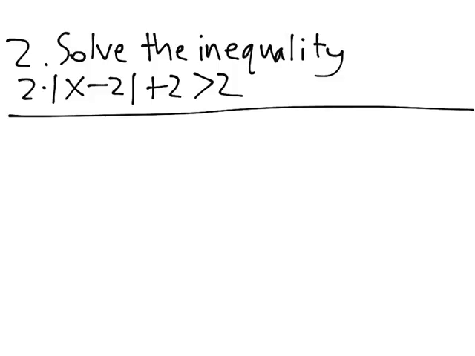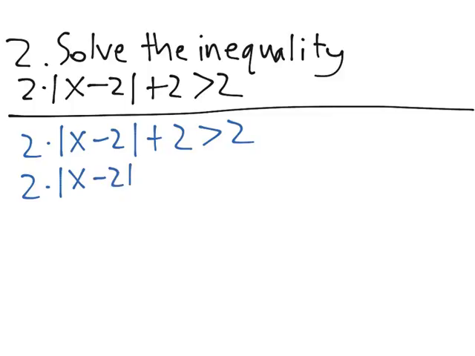Problem 2. Solve the inequality 2 times absolute value of x minus 2, plus 2, is greater than 2. First, let's write this out. 2 times absolute value of x minus 2, plus 2, is greater than 2. Now we subtract 2 from both sides of the equation to get 2 times absolute value of x minus 2 is greater than 0, since the minus 2 will cancel the 2 on the left side.